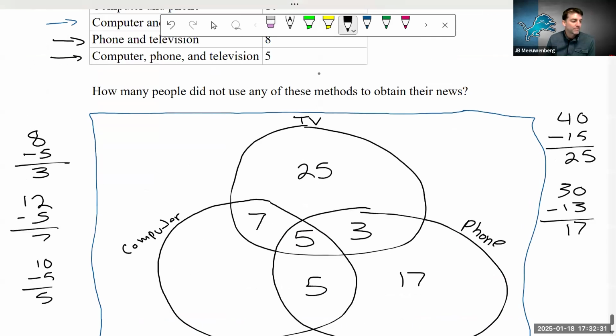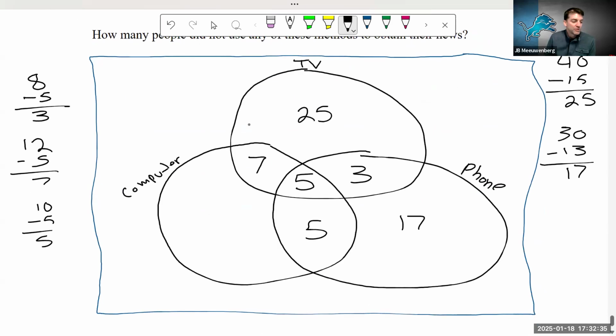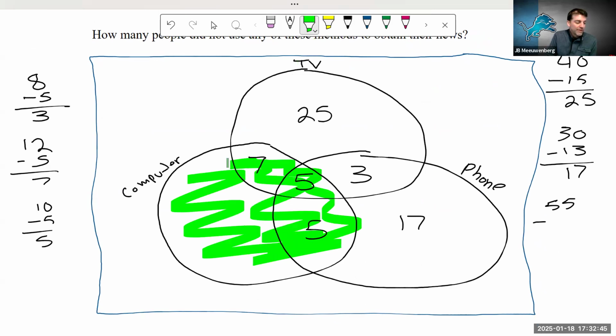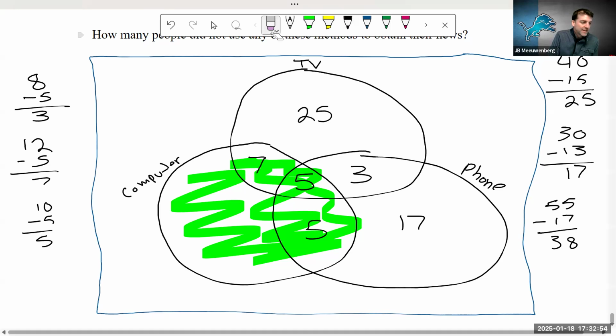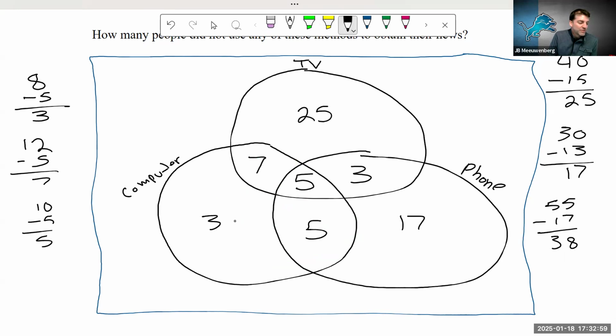And the last, computer. Computer, 55 people. 55 people surveyed said they used only the computer. So 55 minus, well, the computer region is all of this. So what do we have? We have an extra 7, 5, and 5, which is 17. 55 minus 17 is 38. Erase my highlighting. 38 goes here. And we've got all of our circles filled in.